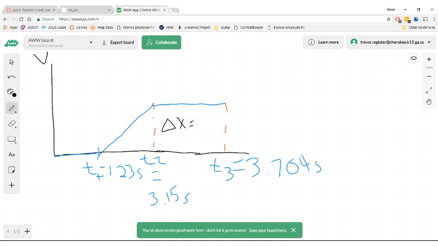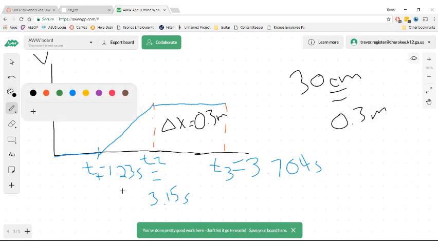And I'm not going to do this in centimeters, so eventually this needs to be converted to meters. So I'm going to do 0.3 meters, because 30 centimeters is equal to 0.3 meters. Okay? So we're saying that between clock readings of 3.15 and 3.704, the cart traveled 0.3 meters or 30 centimeters. Okay? And to finish up this annotation, I need to get the final velocity, which I don't know what it is yet, but I'm going to go ahead and mark it here with VF.